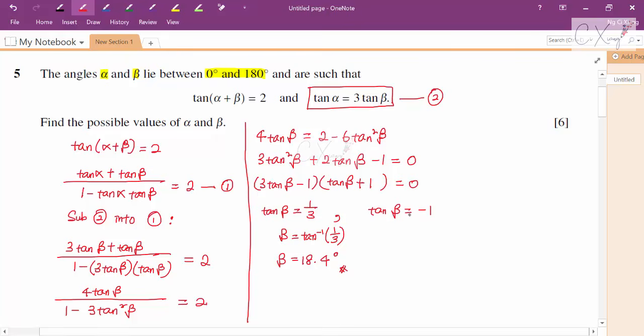All right, then we go to the second equation here. To get the beta, it will be equal to tangent inverse of negative 1. Again, if you want to get the answer for tangent inverse of negative 1, when you press the calculator, what is the answer that it will give you? It will actually give you negative 45.